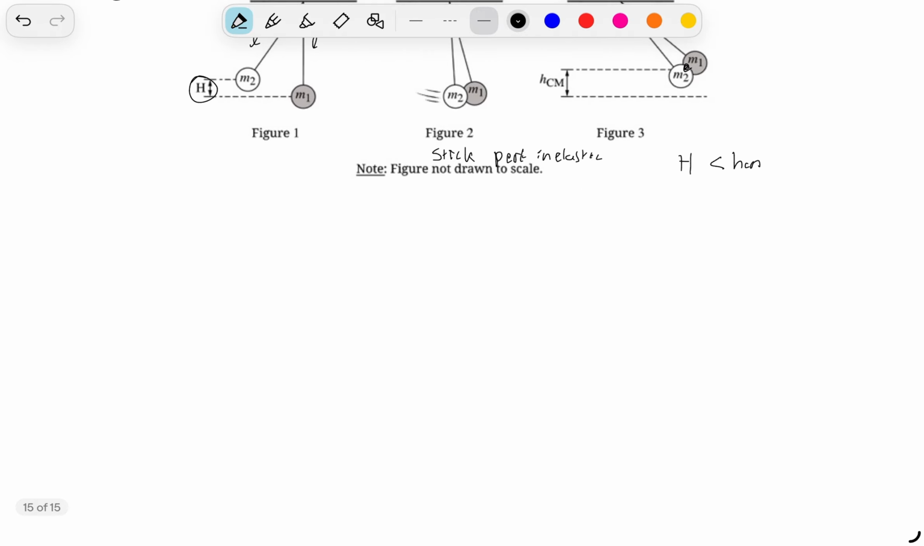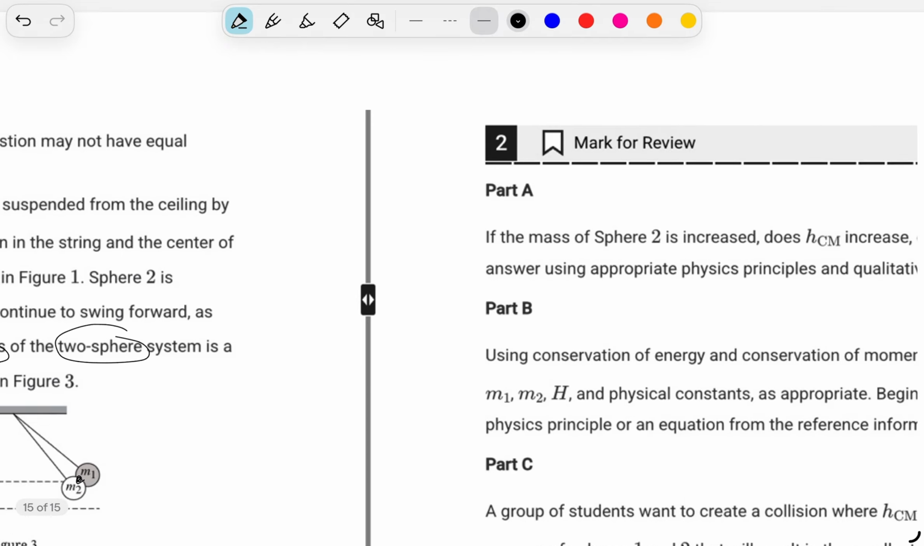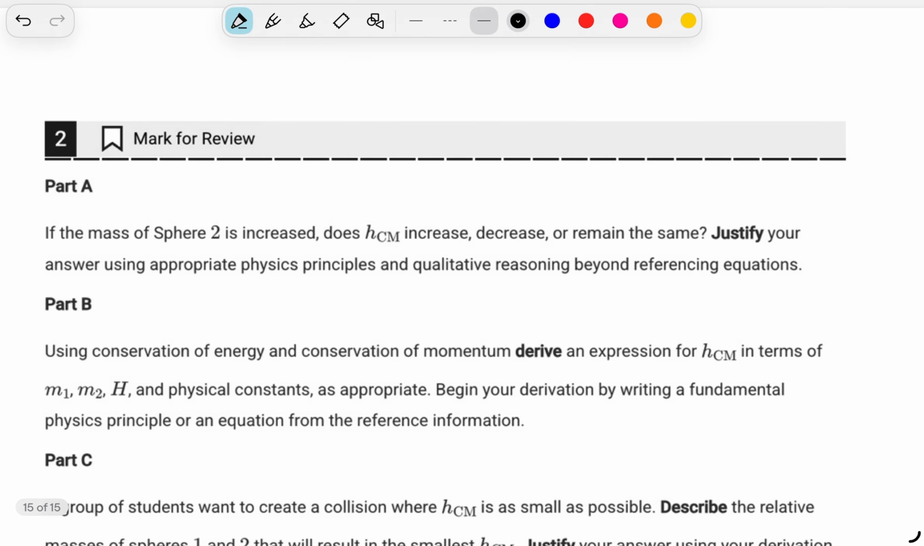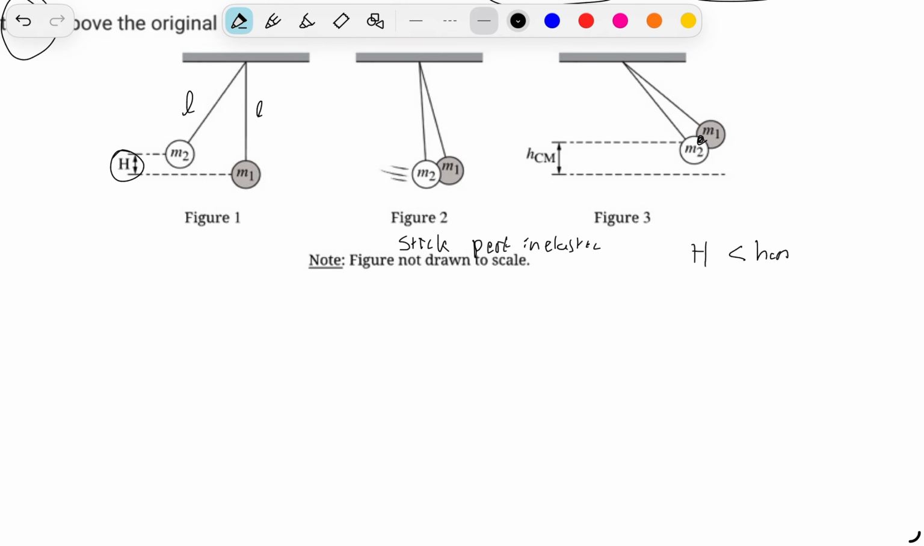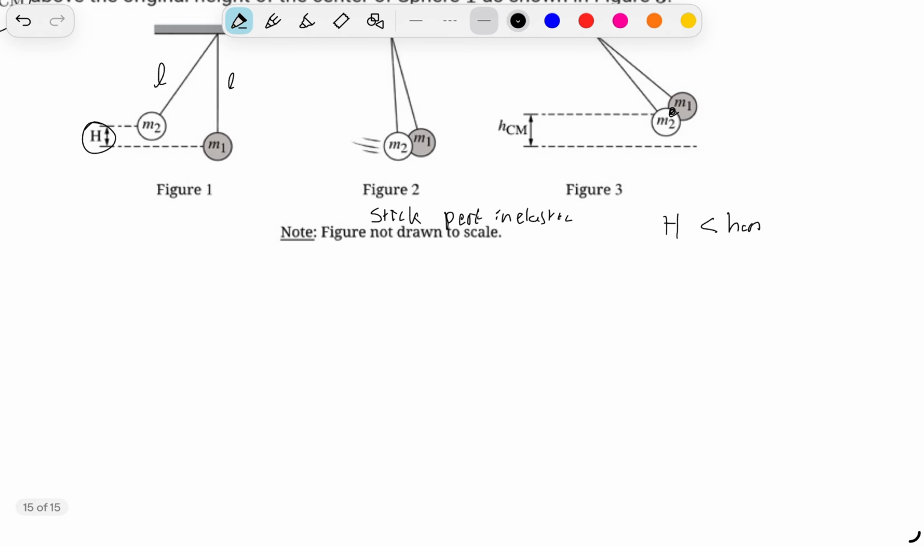So we can see that it goes to an h center of mass that is higher than the original height that m2 was at. Now we need to think: if the mass of sphere 2 increased, does h center of mass increase, decrease, or remain the same? We want to justify our answer. Clearly we can see the answer in the image. H center of mass is higher, but let's back up the reasons why.